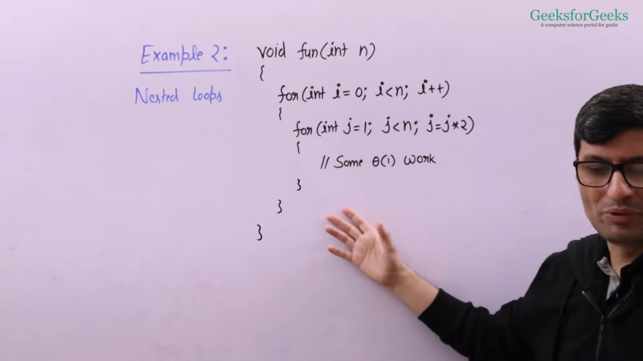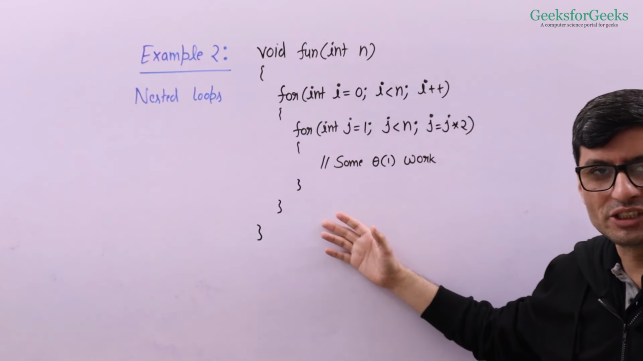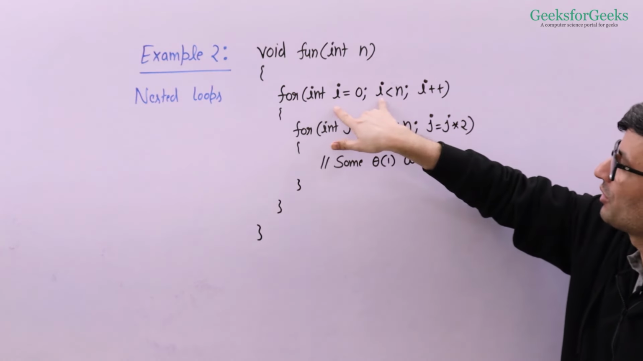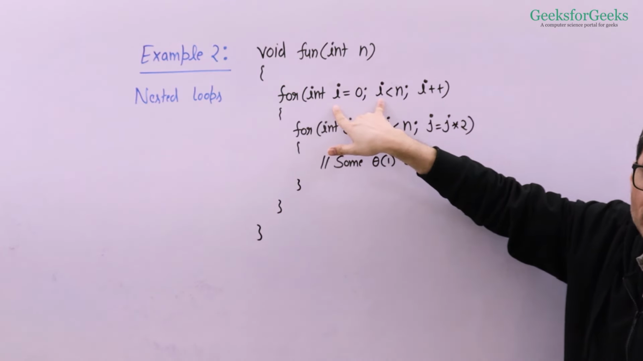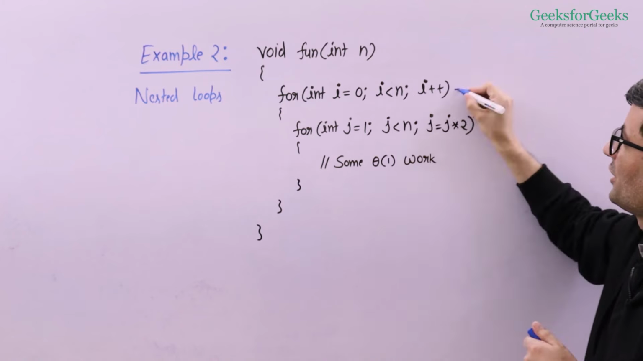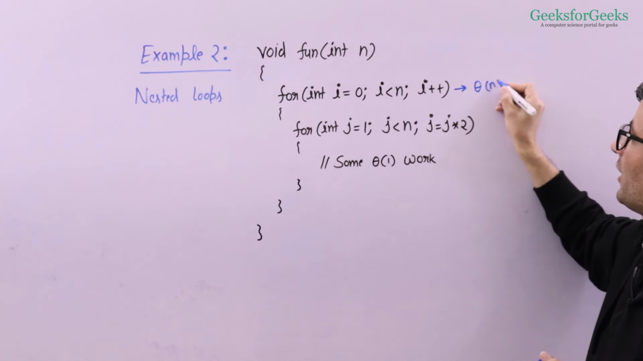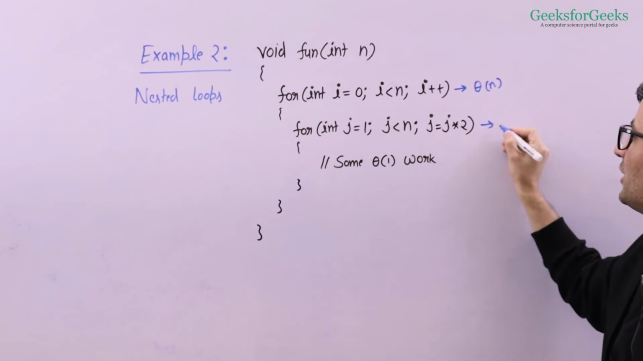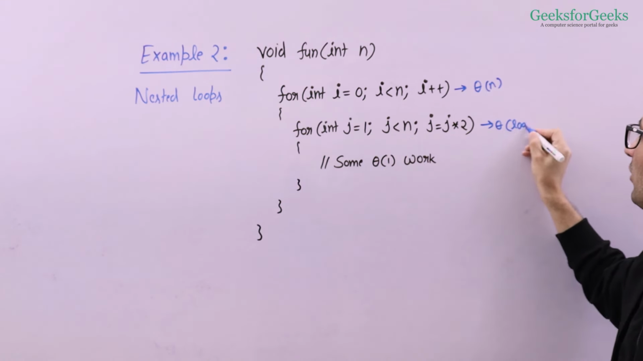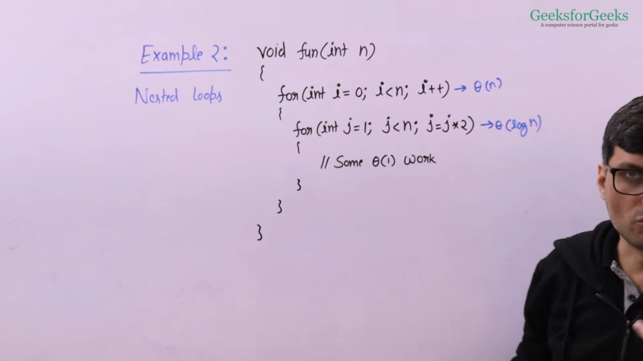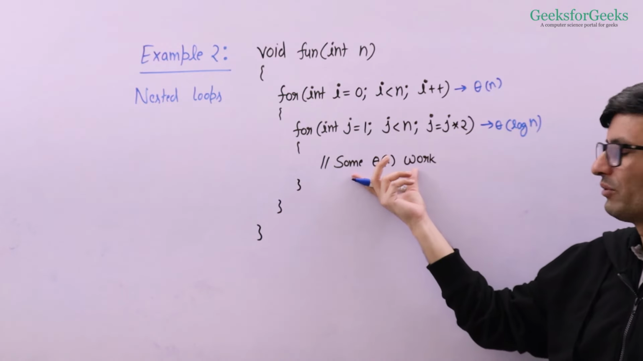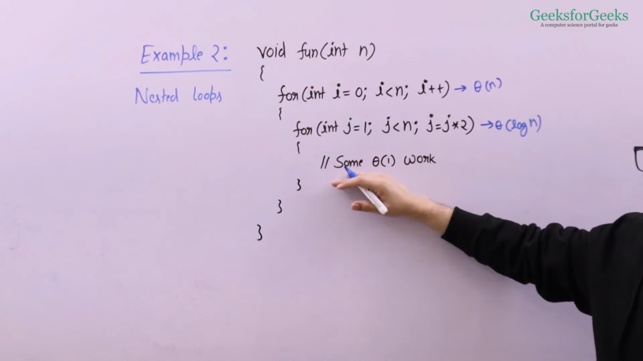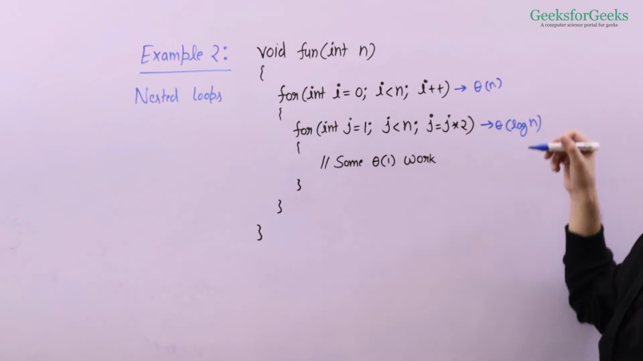In this example, we have a nested loop. A nested loop means one loop inside the other loop. We know the order of growth of this outer loop. It's theta n. We know this grows theta n times. And what is the order of growth of this inner loop? We have seen such a loop earlier. So it's theta log n. Now, what do we do to get the overall time? We have constant work going on inside it. So how many times will this constant work happen? It will happen theta n into theta log n times.